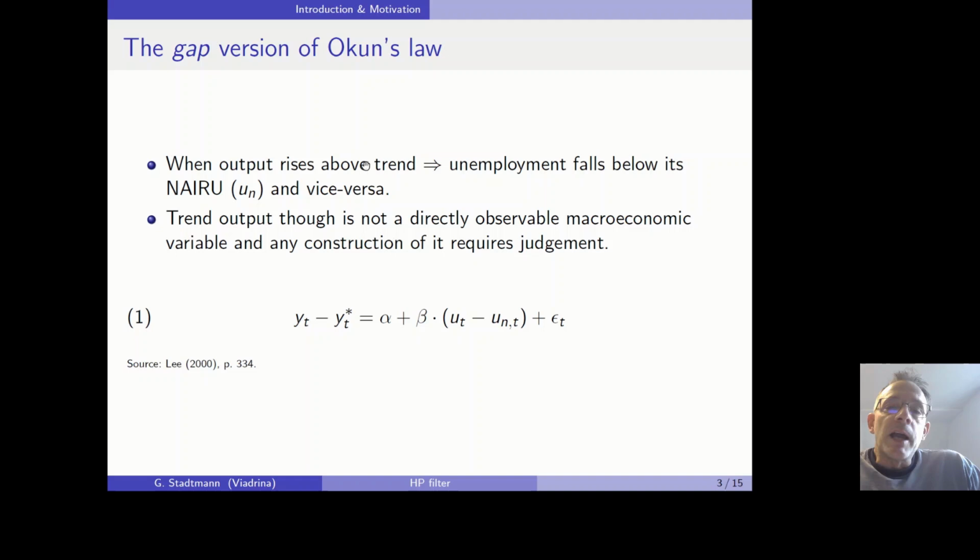So when output rises above trend, when the economy is in a boom, then unemployment should fall below its natural level, and vice versa. So the trend of output is not directly observable, and therefore when we construct either the output gap or the unemployment gap and the natural rate, we have to make some judgment. This will become clear during this lecture.